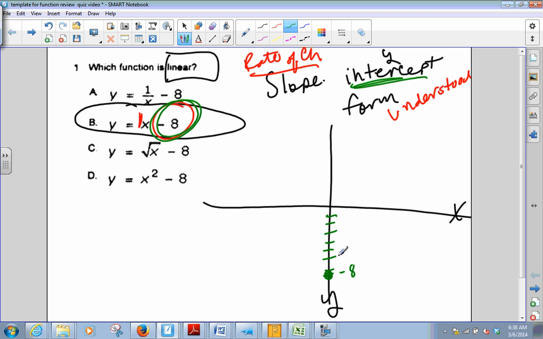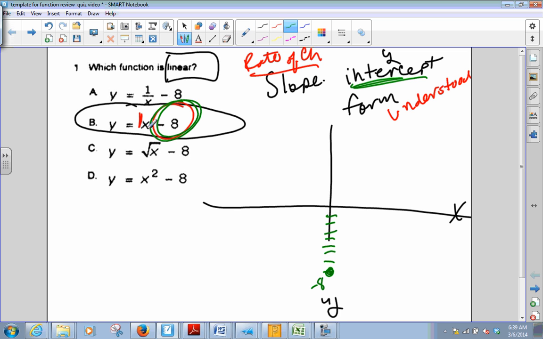So because I've got, and I didn't space these out very well, so let me do a better job about that before I continue. 1, 2, 3, 4, 5, 6, 7, 8. Great. So right there is my -8. So that's going to be 1 point on my graph.